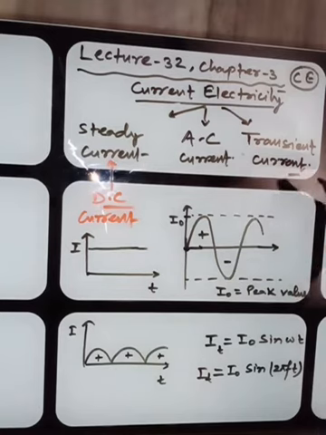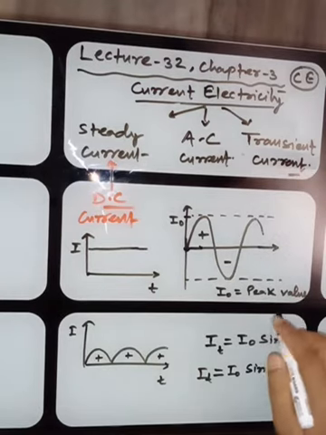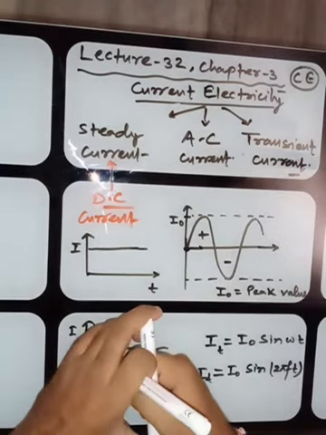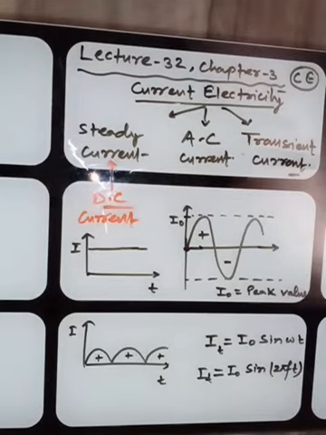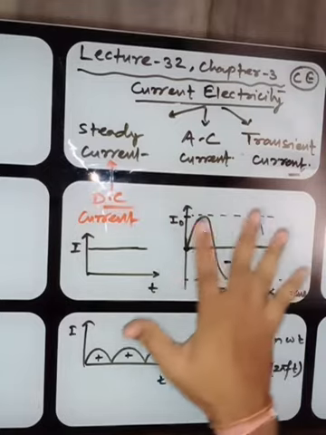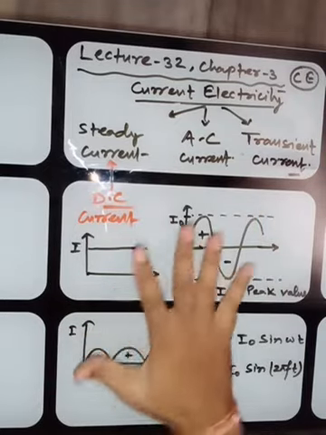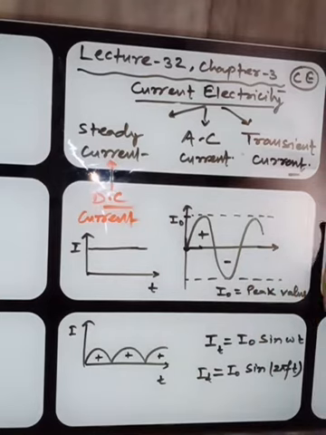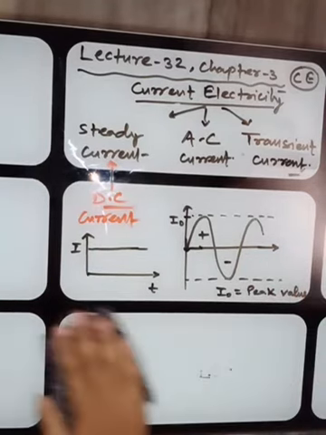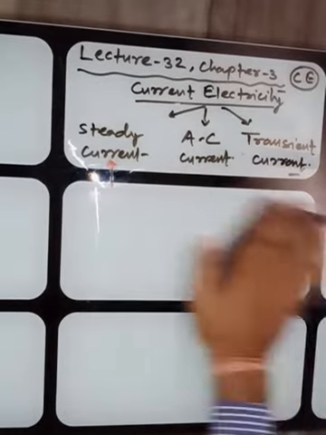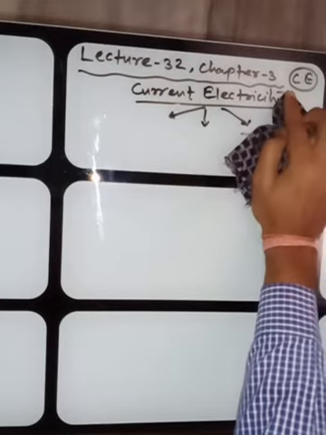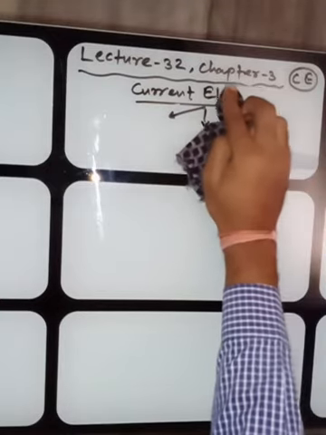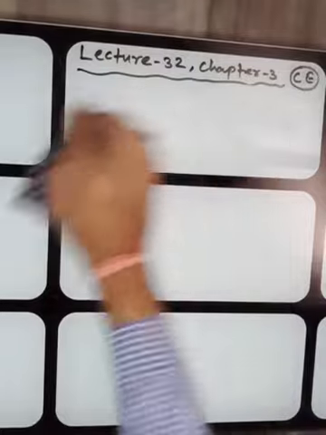Now transient current. Transient current you have to study in capacitor or inductor, that I'll discuss in AC circuits. So these are the types of current you have to study. There are 3 types of current you have to remember. Now the next thing which comes to our mind is, how can we measure, and which measures the electric current actually?